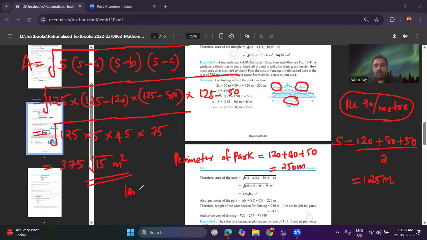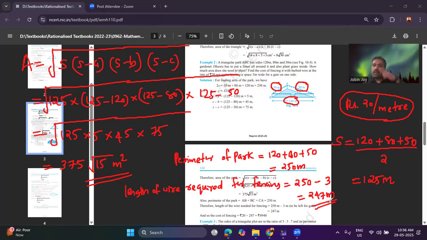Then the length of wire required. The length of the wire required for fencing, that means this much, 250 meters, is required. That is the perimeter, right? So the perimeter will be equal to the length of wire required for fencing. But in the question, it is given that 3 meter spacing is required for a gate. So you have to subtract it. 250 minus 3 is equal to 247 meters. So this much length of wire is required.